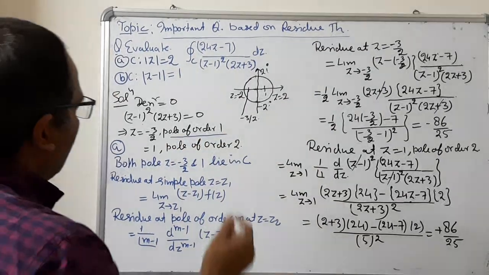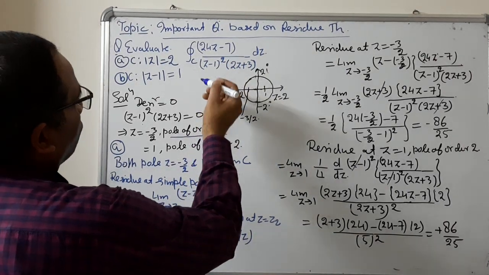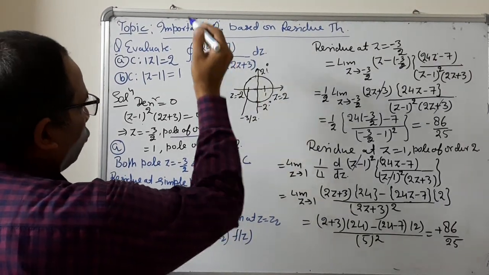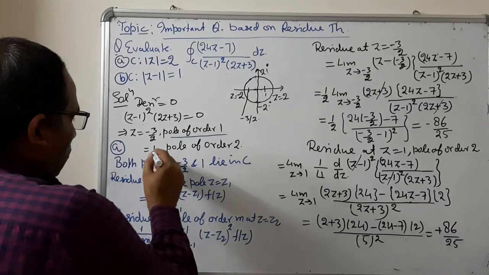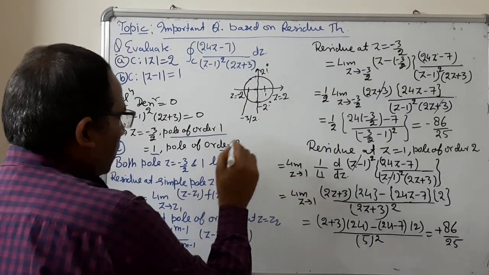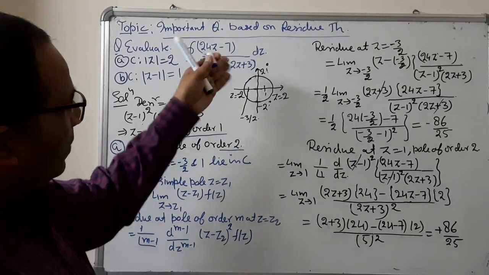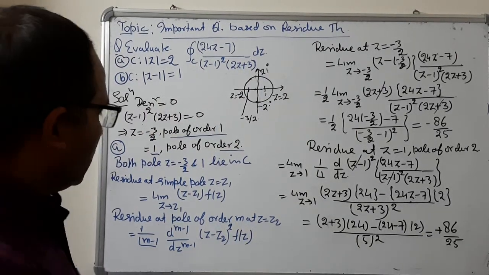Right? And (z minus 1) square equal to 0, so z equal to 1, because the power is 2. So we say z equal to 1 is a pole of order 2. The power means the order, right? Pole of order 2.